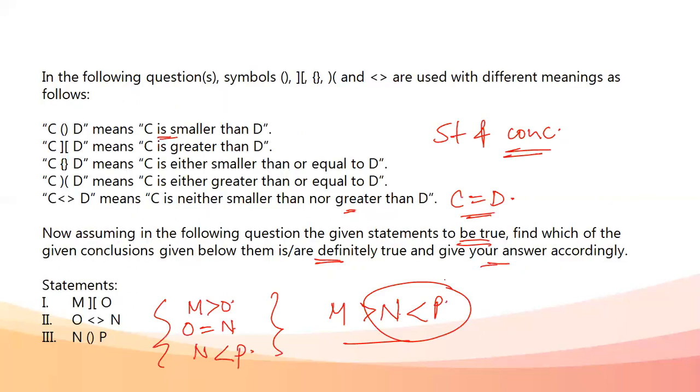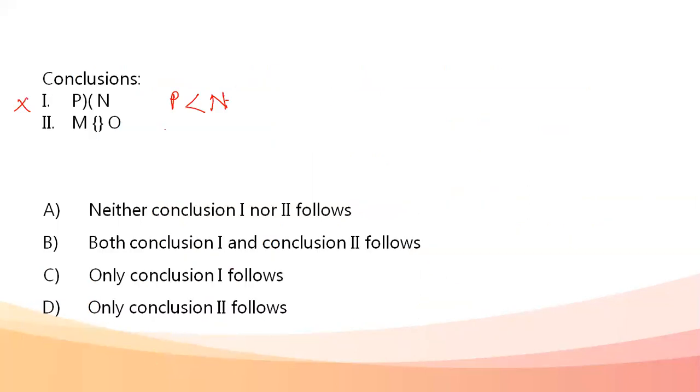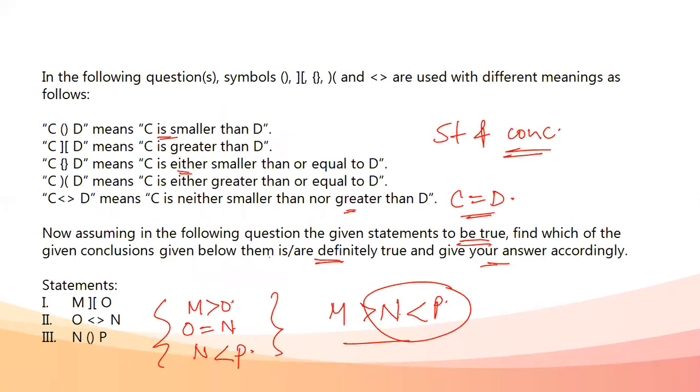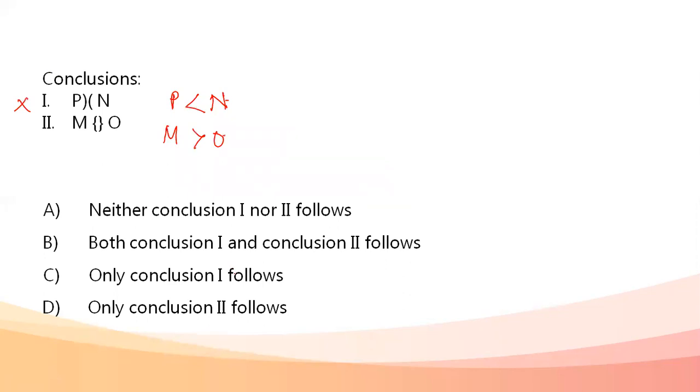M curly bracket O. What does curly bracket mean? Curly bracket means M is neither smaller than nor equal to. Neither smaller than nor equal to means it is greater than that. So M greater than O. Now see the conclusion that we had previously. First statement was M greater than O. Here second conclusion is M greater than O. That means second conclusion is true. So my answer from here is first conclusion is not following, second is following. Let's see the options. So option D, only conclusion 2 follows is my answer. My answer becomes D.